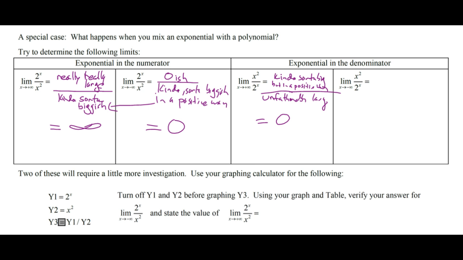Okay, as we go to negative infinity, then x squared is going to be kind of sort of large, but in a positive way, right? And 2 to the x is going to be 0-ish. And so that's going to be infinitish. Now it says 2 of these will require more investigation, apparently.